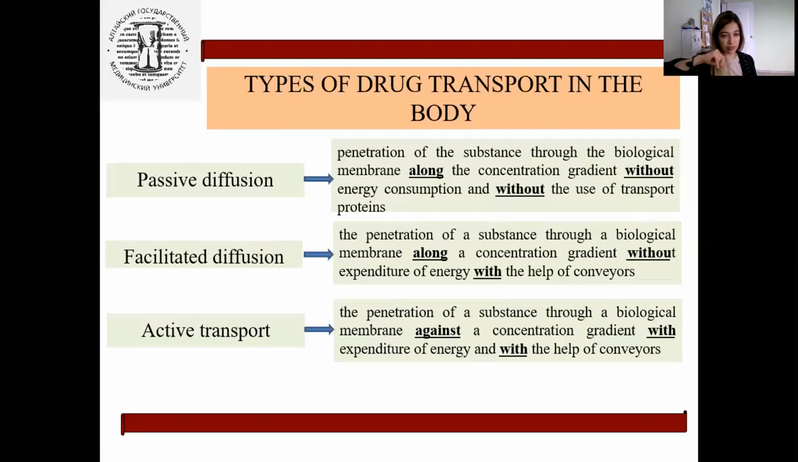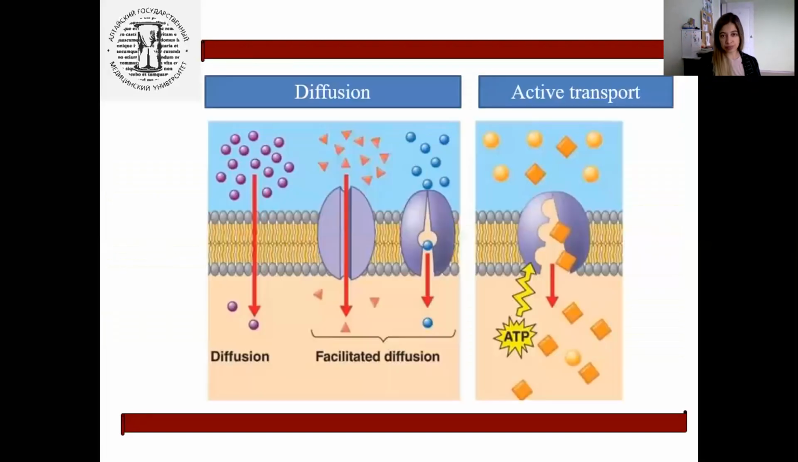that to inside. And active transport is penetration of a substance through the biological membrane against the concentration gradient with expenditure of energy and help of special carriers. So let's see. This is passive diffusion. Yes, directly through the membrane, nothing is required. And facilitated diffusion is when we have some special protein to bring the drug from there to inside. So this is facilitated by my special proteins.